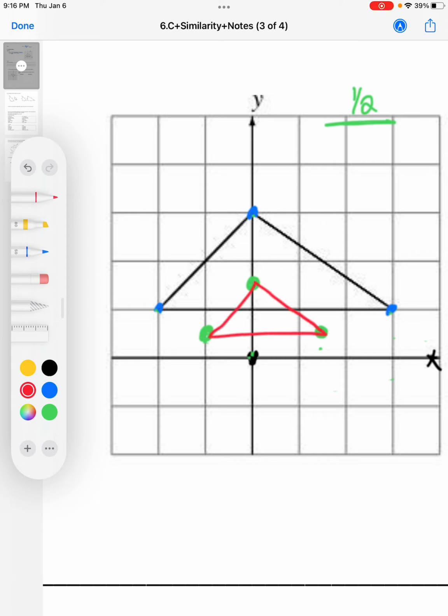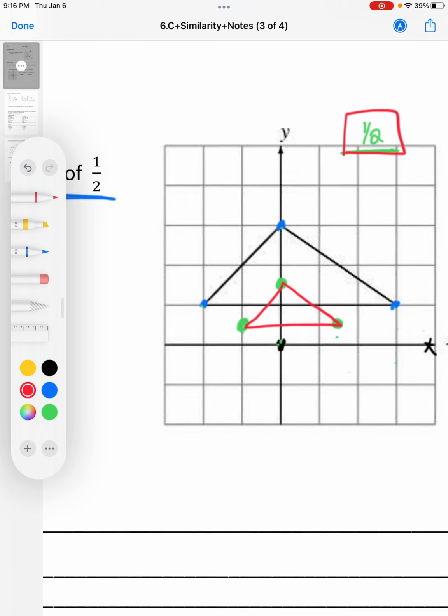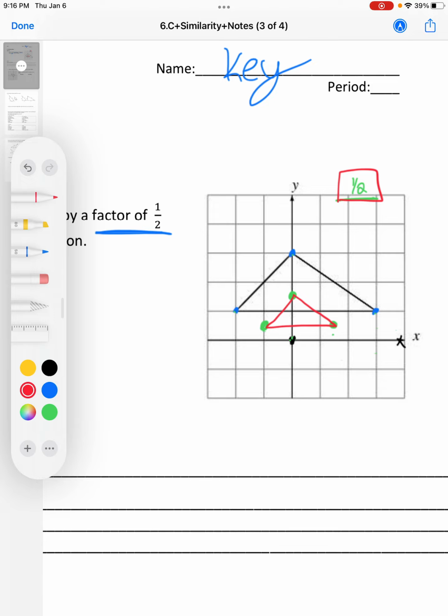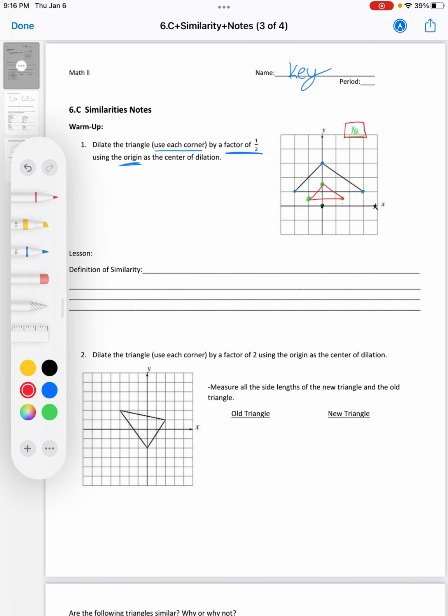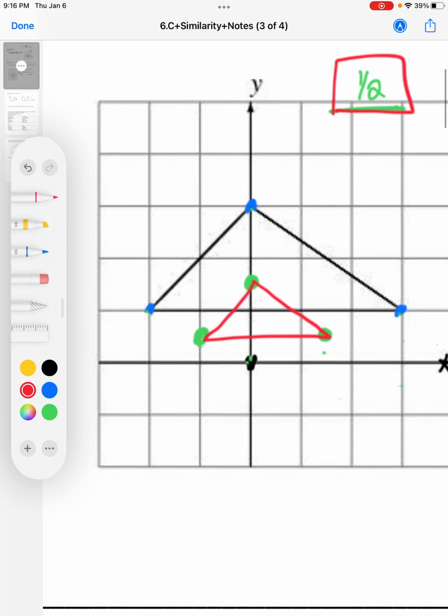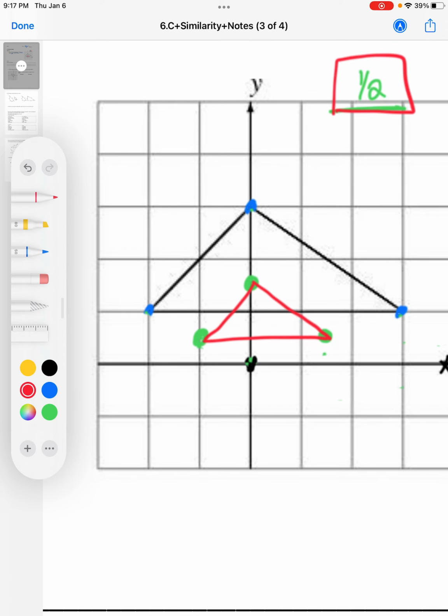Again, did the shape change? No, it stayed the same. It just shrunk, okay? And got moved a little closer to our center of origin. So remember, all we're doing is timesing our distances by whatever factor, okay? So now that we talked about dilation, dilation moves perfectly into similarity. So what is similarity?